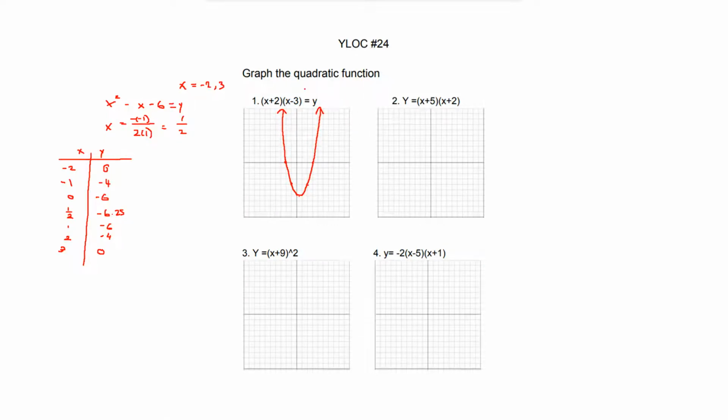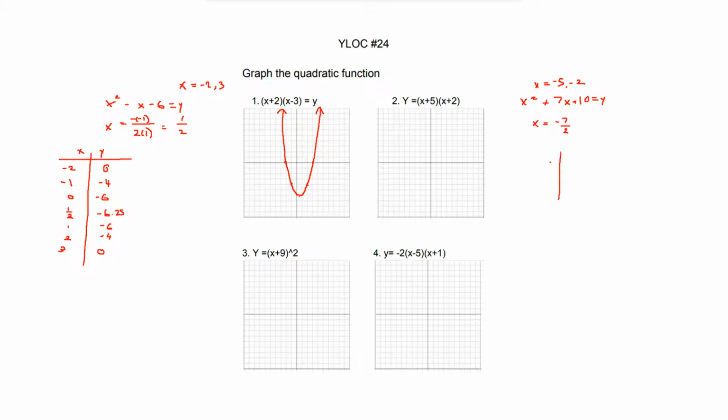For number 1. Number 2, we're given the x-intercepts again. It's -5, -2. If we multiply this all out, you get x squared plus 7x plus 10 equals y. The axis of symmetry is going to be -7 over 2.